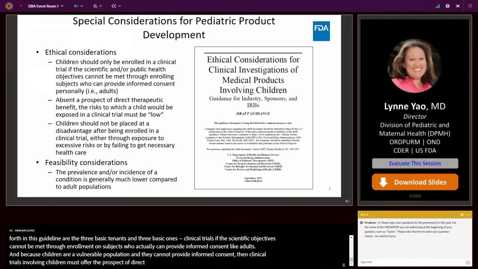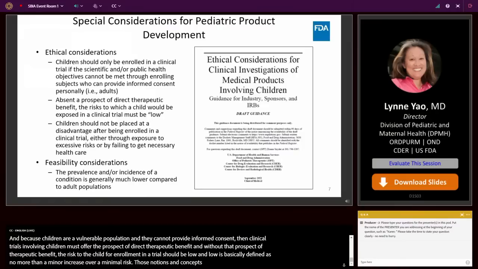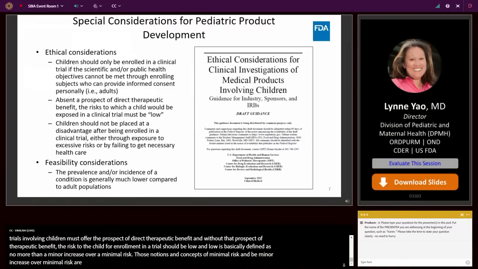And without that prospect of direct therapeutic benefit, the risk to the child for enrollment in a trial should be low, and low is basically defined as no more than a minor increase over minimal risk. And those notions and concepts of minimal risk and minor increase over minimal risk are really well defined and described in this guidance. And then finally, the children really should not be placed at a disadvantage by being enrolled in a clinical trial.